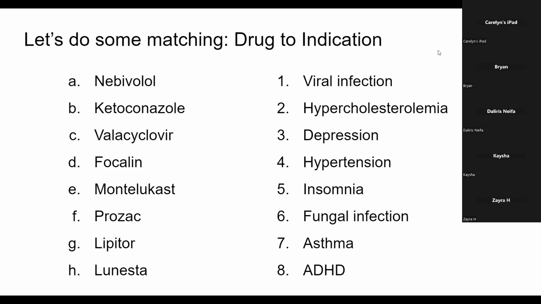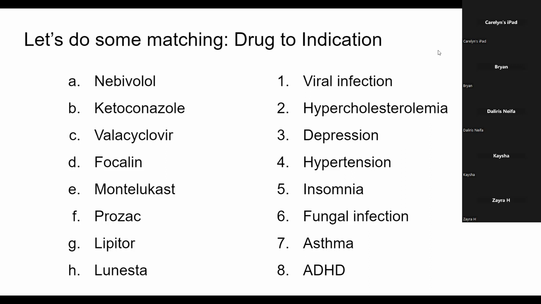So we'll just do real quick, we'll do the drug to indication again for those online who are trying to catch up. Nebivolol or Bystolic, that's A. A goes with hypertension. Ketoconazole or Nizoral, that's B. B goes with fungal infection. C is valacyclovir or Valtrex. C is an antiviral, otherwise known for a viral infection.